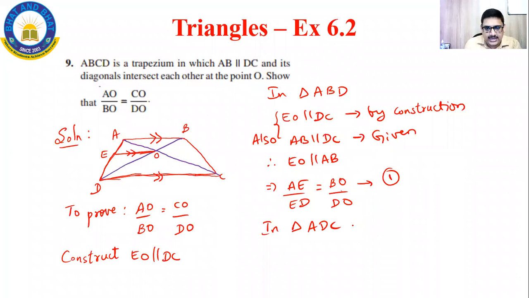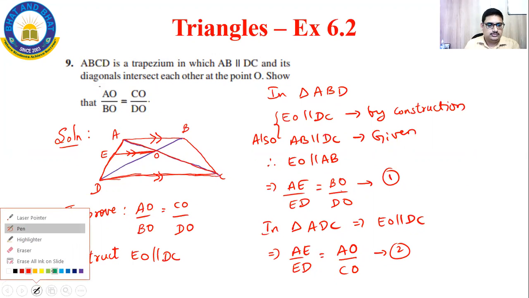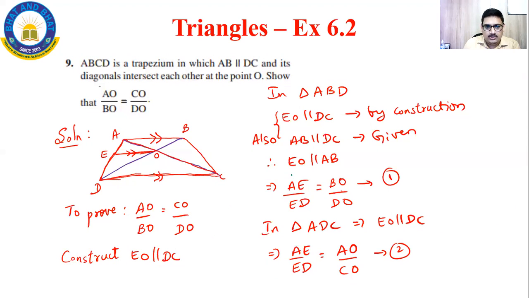So what do I get? Again, here also EO is parallel to DC. That means what will be my conclusion? AE by ED is equal to AO by CO. So this is my second part. So observe, AE by ED is common. So I can say from equation 1 and equation 2, BO by DO is equal to AO by CO.